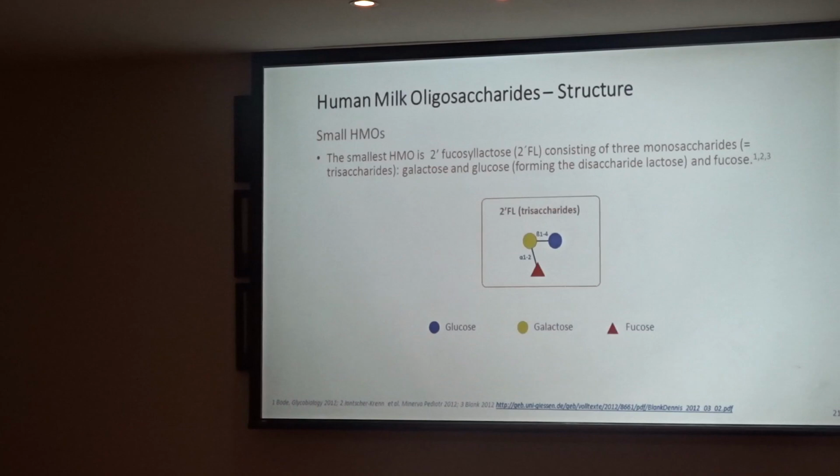So now let's go to the simple one, the trisaccharide, 2-fucosyllactose. The 2-fucosyllactose is the simplest form and the most abundant form of human milk oligosaccharide. Fucose attached to galactose and glucose.